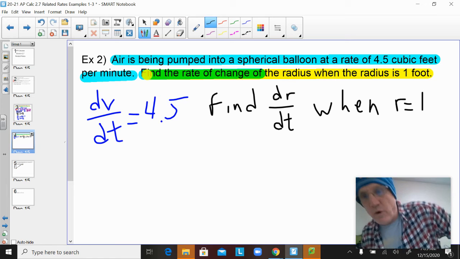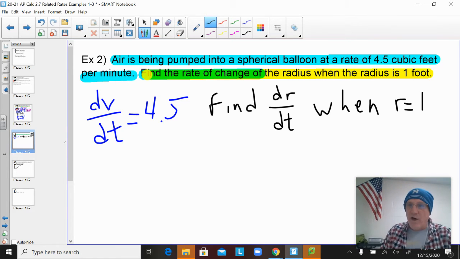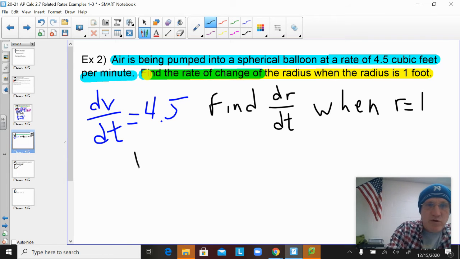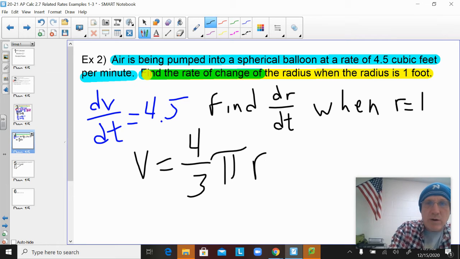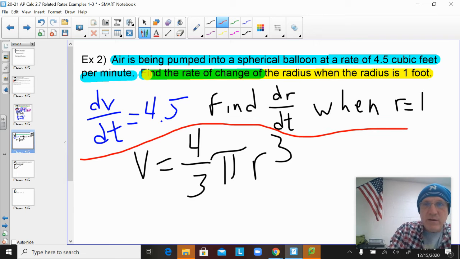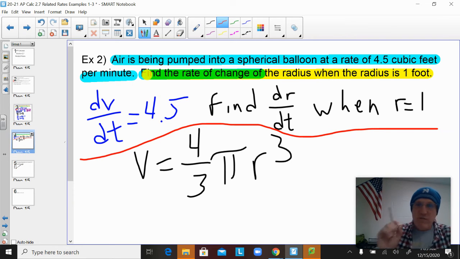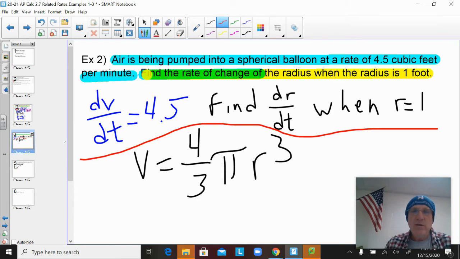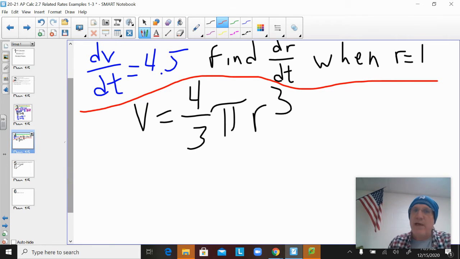There are some geometry formulas you kind of need to remember. The volume of a sphere is one of them. If you don't remember, I'm going to tell you, it's 4/3 pi r cubed. That is the formula for the volume of a sphere. So that's the equation we're going to take the derivative of with respect to time. The derivative of V would just be dV/dt.